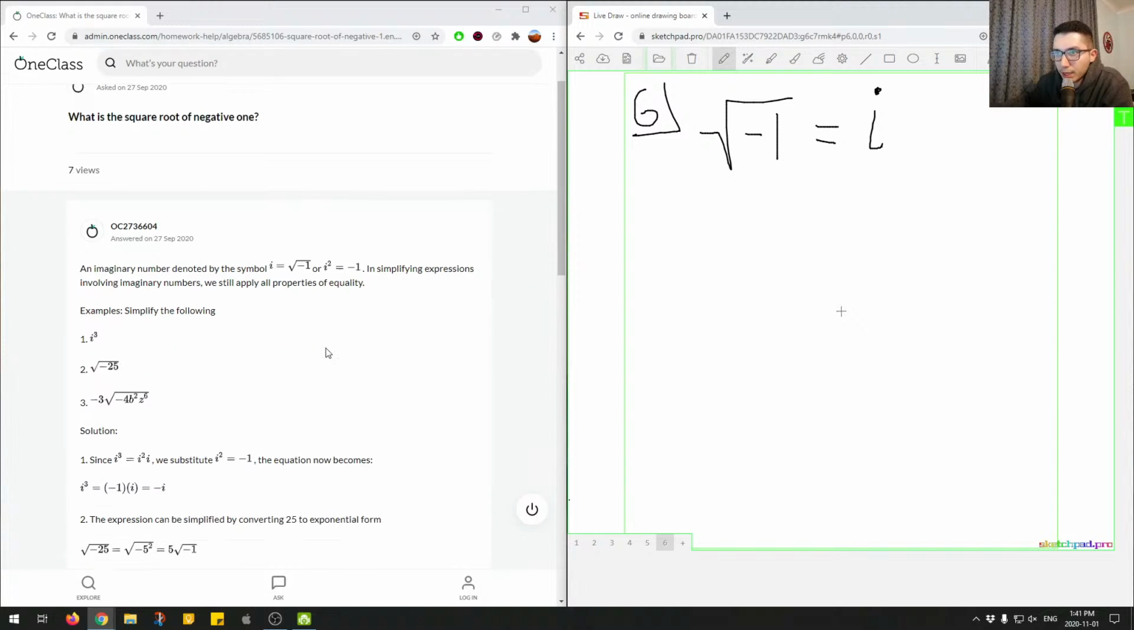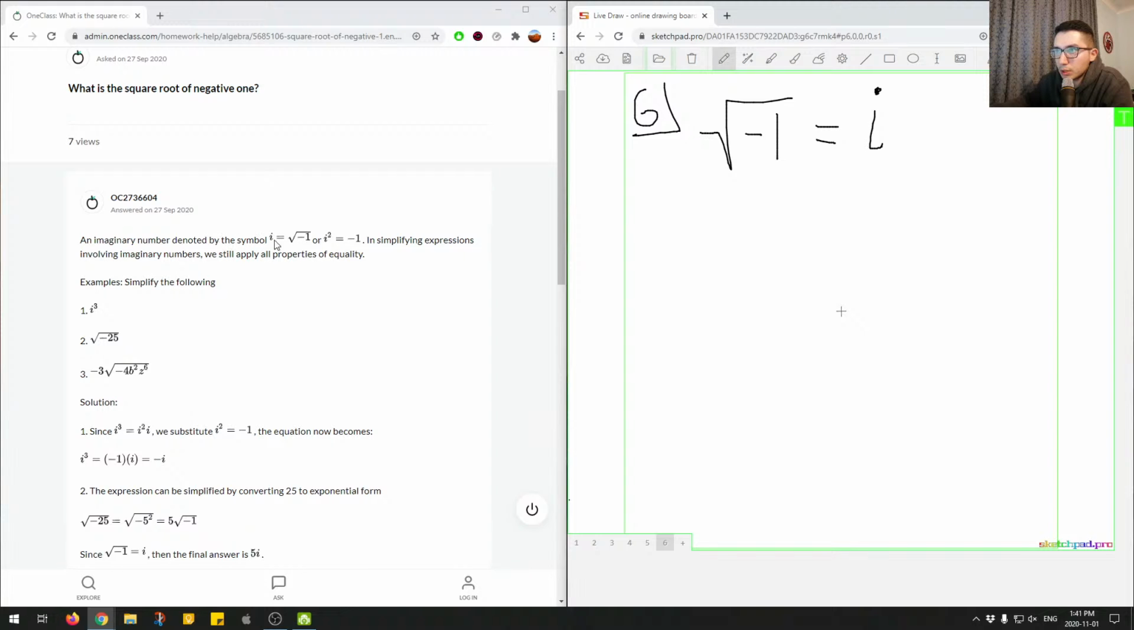So let's look at the junior tutor's answer. An imaginary number denoted by the symbol i is equal to the square root of negative 1. And then here, i squared is equal to negative 1. How they get this is essentially if you square both sides of this equation, you'd have the square root of negative 1 squared equals i squared. We didn't change anything; we squared, not square rooted, both sides of the equation. So here the square root cancels out, and we end up with negative 1 on the left side equal to i squared.